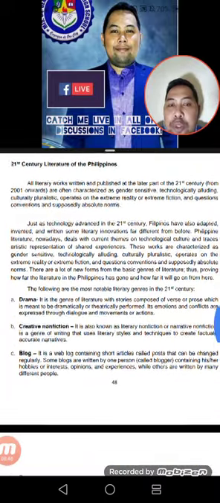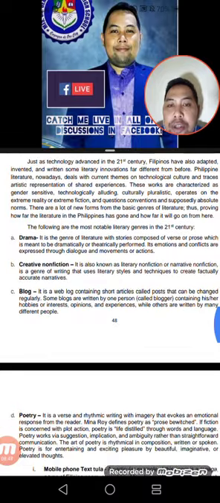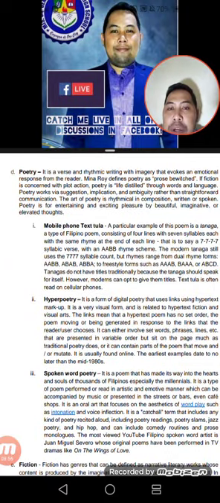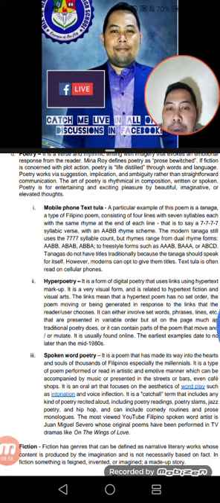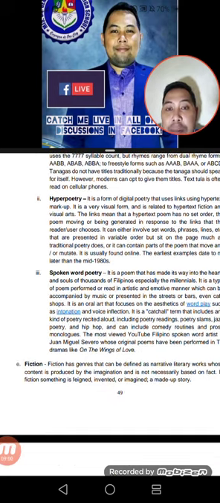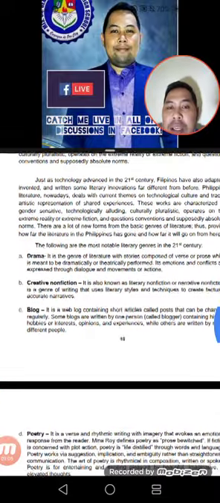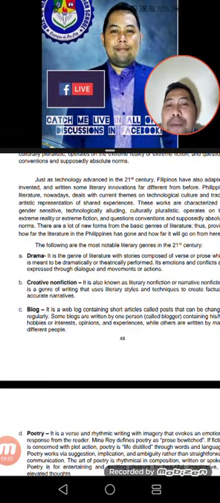The following are the most notable literary genres in the 21st century: drama, creative nonfiction, the blog, poetry, mobile phone text tula, hyper poetry, spoken word poetry. You're very familiar with spoken poetry. We'll go back here to drama. Hopefully we could grow more of a P drama, not just the K drama for Koreans, but the Filipino drama, or F drama.